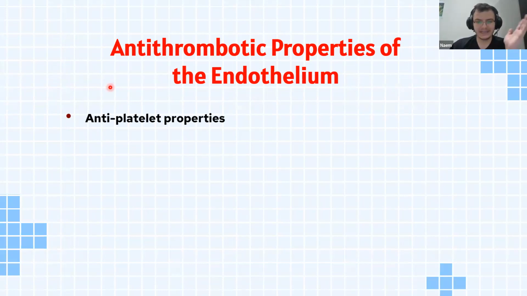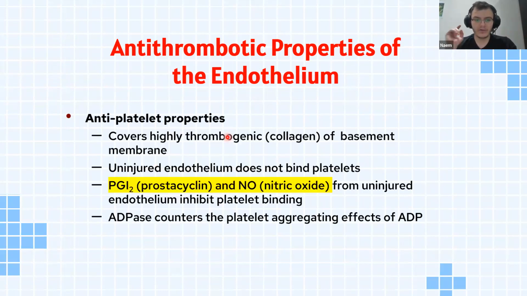It's antiplatelet properties now. First of all, I don't know why it showed all in one go, but let's talk about them one by one. It covers the basement membrane. Remember when I showed you the first slide? There's a basement membrane, and inside it, there's an endothelial cell, right? The basement membrane is a structure that, if it gets exposed to the blood, if it gets exposed to the platelets, will start making clots directly.